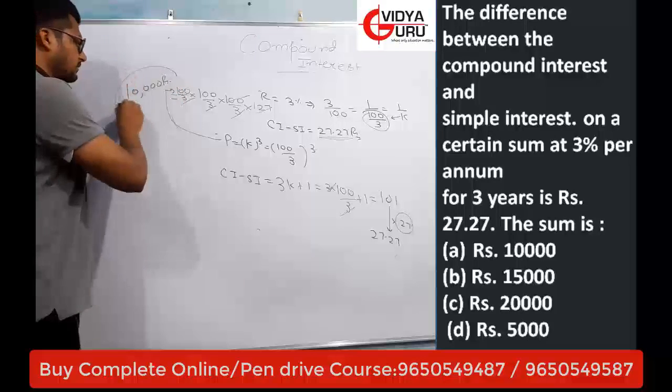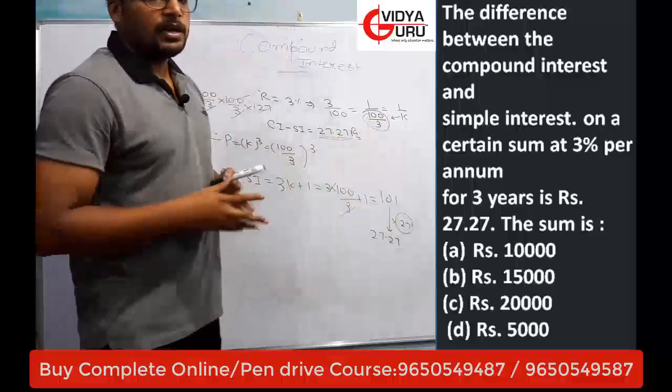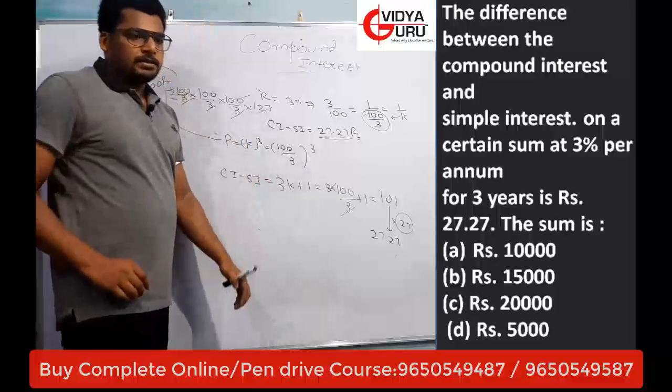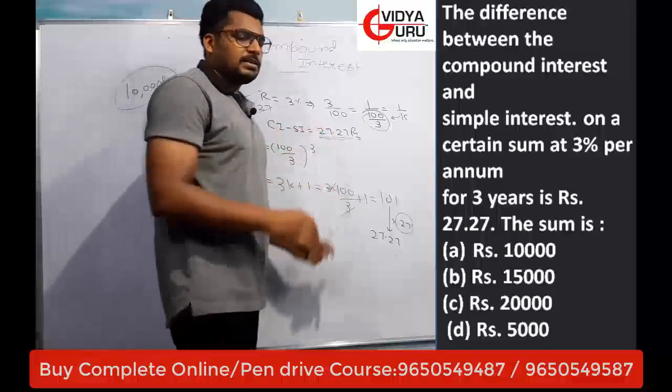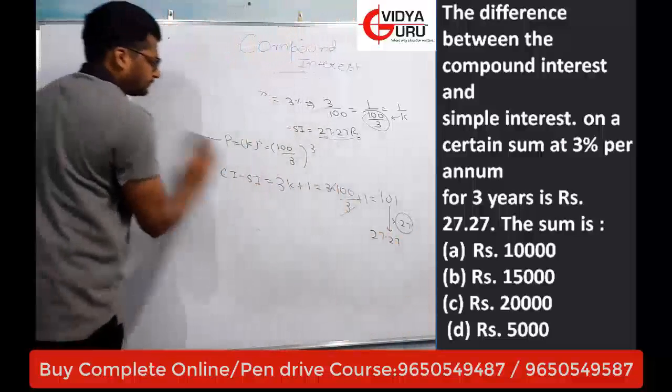10,000. So if the rate is not in the form of 1 by k, we can convert it into the form of 1 by k. By doing this, we can easily solve the question. So moving on to our next question.